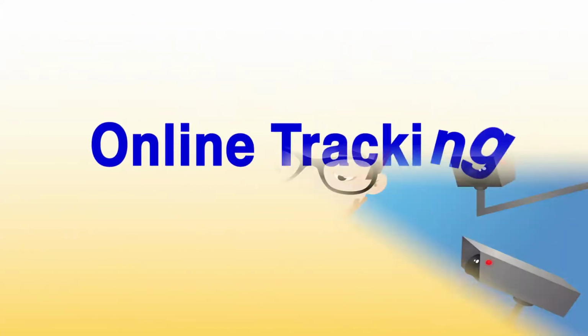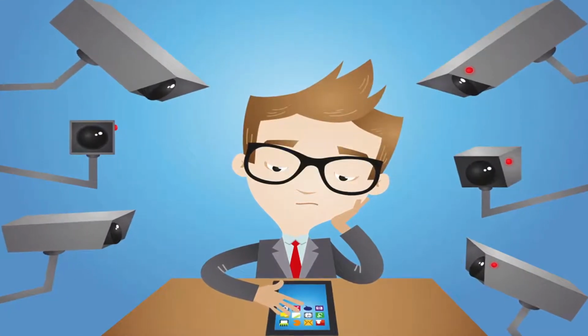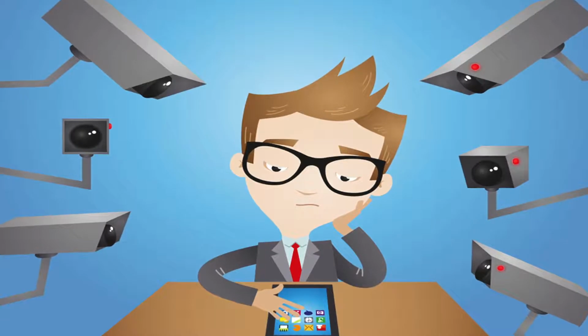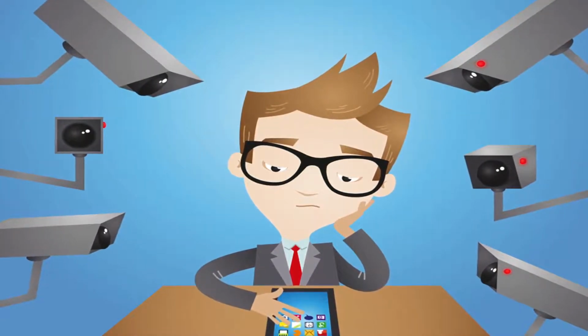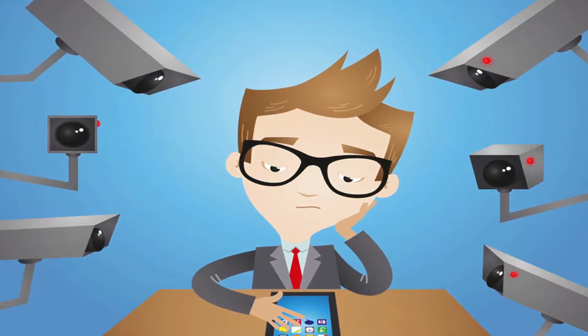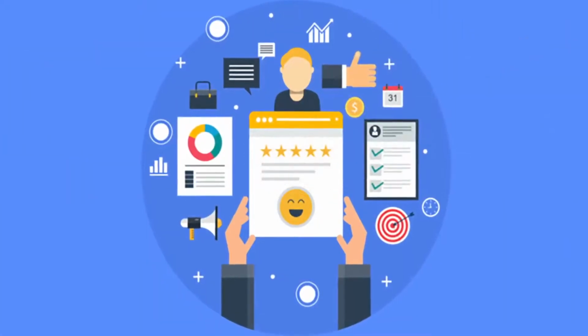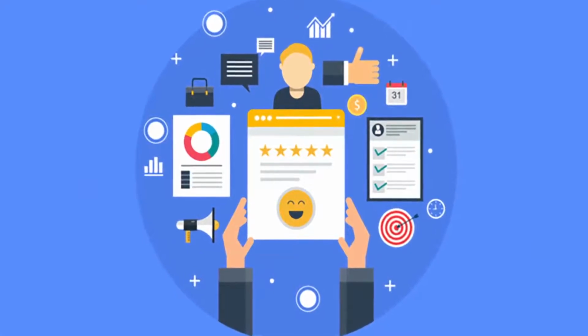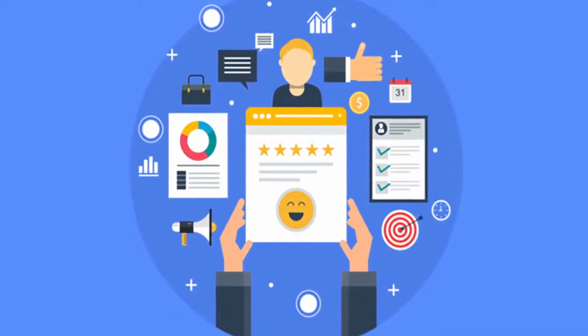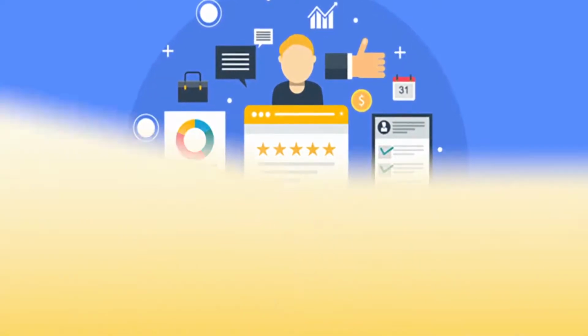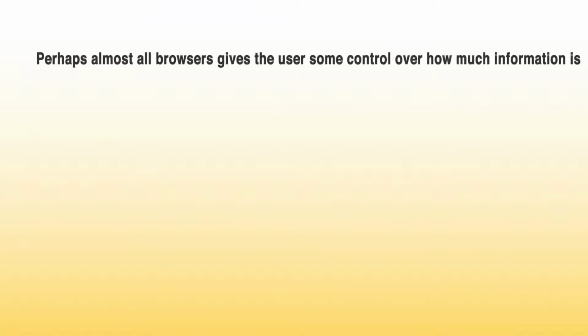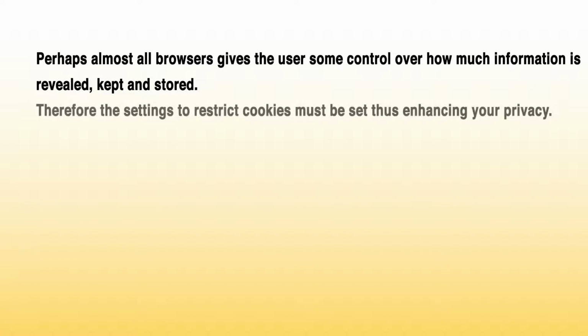On online tracking: have you noticed that many advertisements you see online hit your tastes and interests? The reason behind this is that almost every major website you visit tracks your online activity, following you from site to site, tracking and compiling your activity, and compiling all the gathered information into a database. Almost all browsers give the user some control over how much information is revealed, kept and stored. Therefore, the settings to restrict cookies must be set, thus enhancing your privacy.